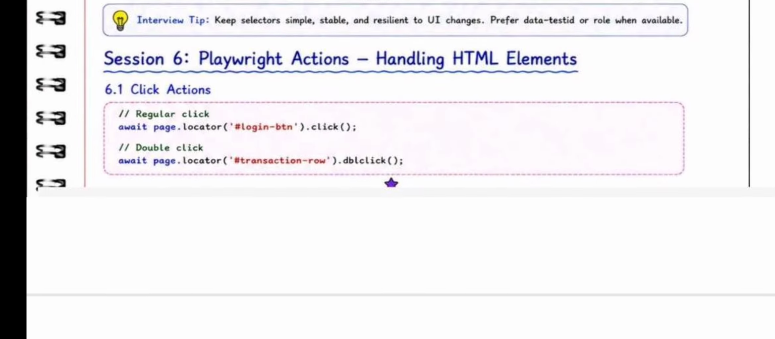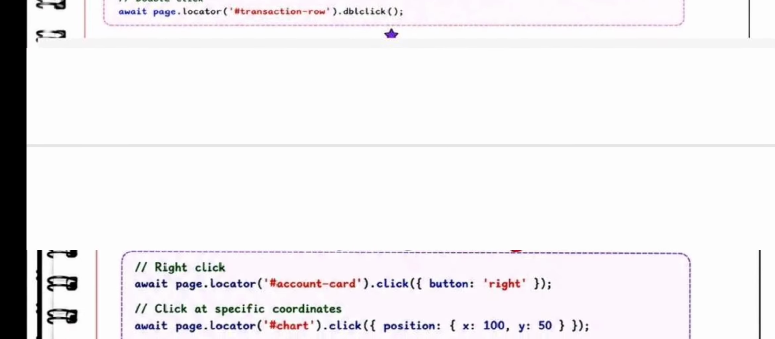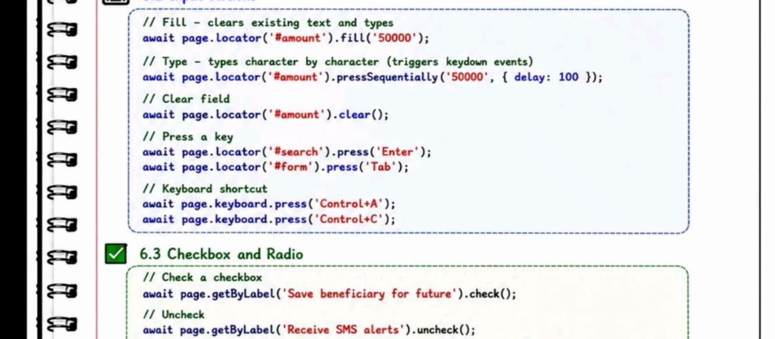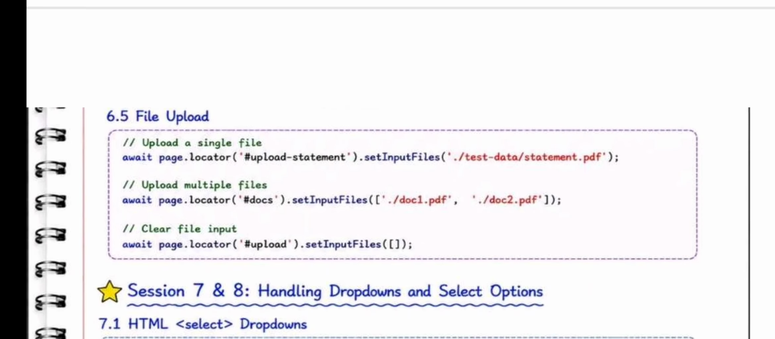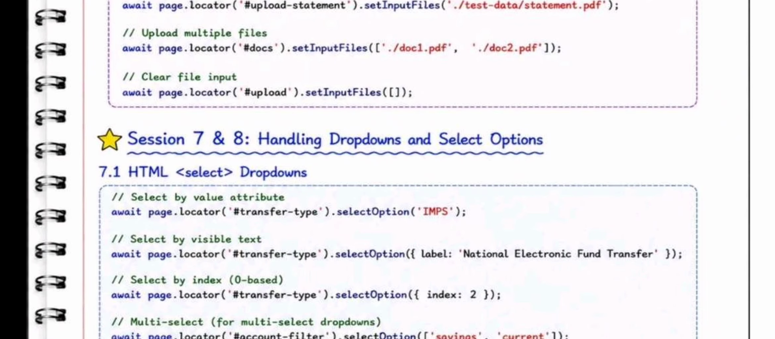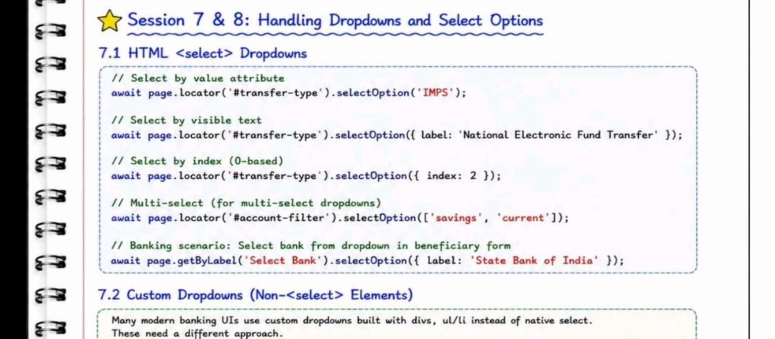And then we have talked about Playwright actions and how to handle the HTML elements. And then we have talked about the file uploading process. And then we have talked about handling the drop downs and select options.